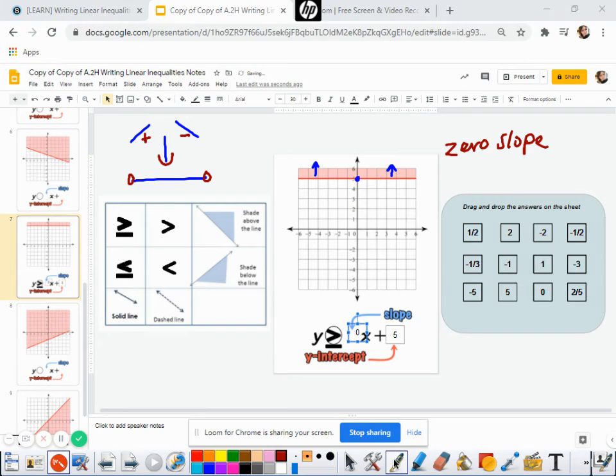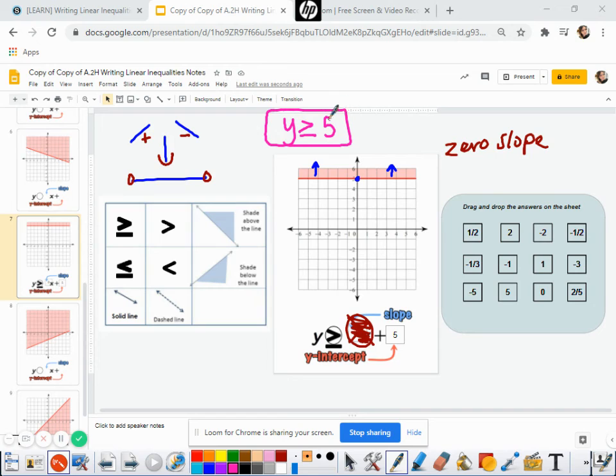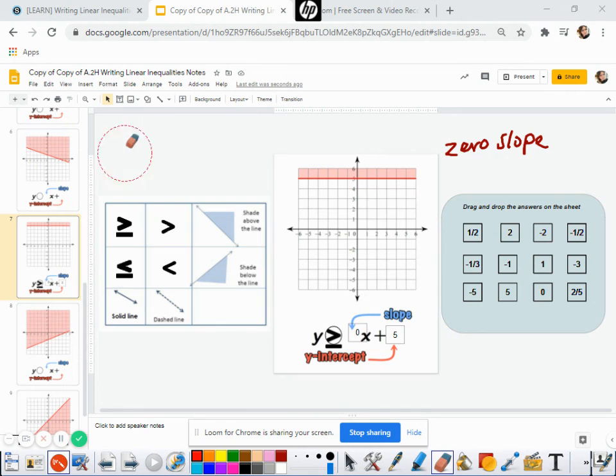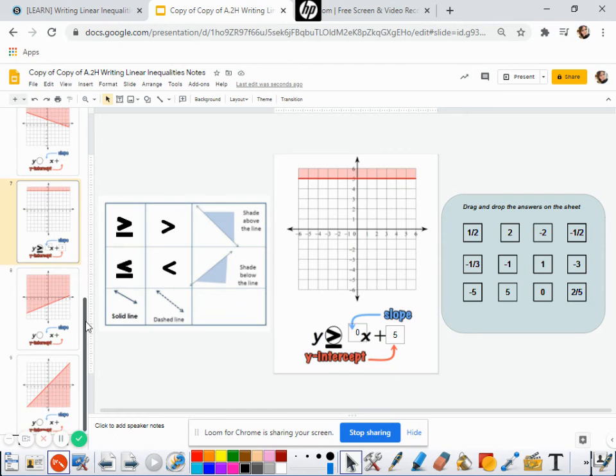Now, what happens when you have 0x? When you have 0x, the x goes away. That means you don't need it anymore. It's gone. Scratch it. Okay? So all you have left over is y greater than or equal to 5. That was easier than we thought. Okay, let's do one more. And then you get to go practice some of this.